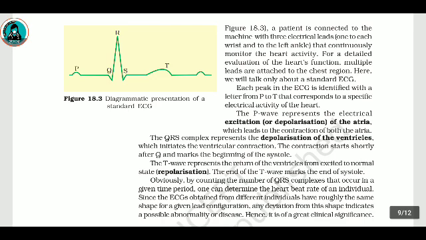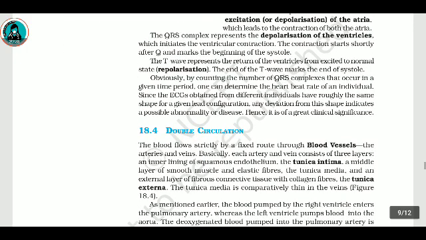Obviously, by counting the number of QRS complexes that occur in a given time period, one can determine the heartbeat rate of an individual. Since the ECGs obtained from different individuals have roughly the same shape for a given lead configuration, any deviation from its shape indicates a possible abnormality or disease. Hence, it is of great clinical significance.